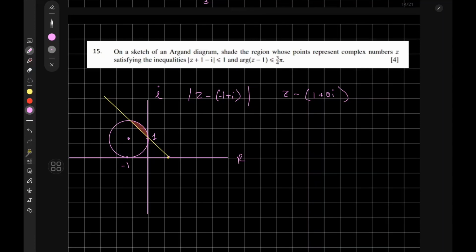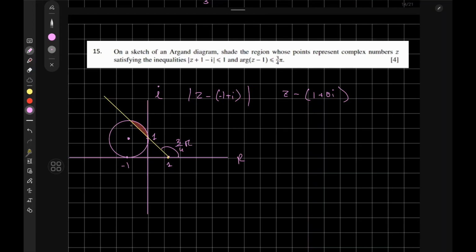What is the next inequality? They're telling you z minus 1, or rather z minus 1 plus 0i. So what is this point? This point is on the x-axis, right? On the x-axis and 1 away from the origin, sorry. Now if this is the point, they're telling you the angle subtended by z and this complex number is going to give you 3/4 of a pi. So this is 3/4 of a pi.